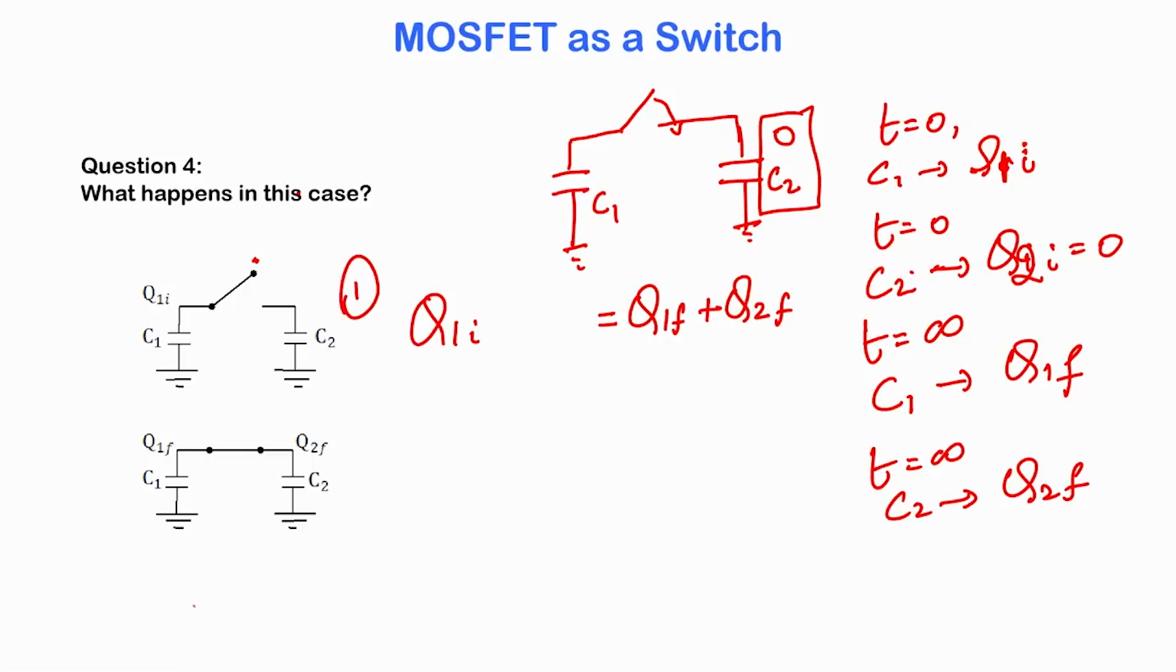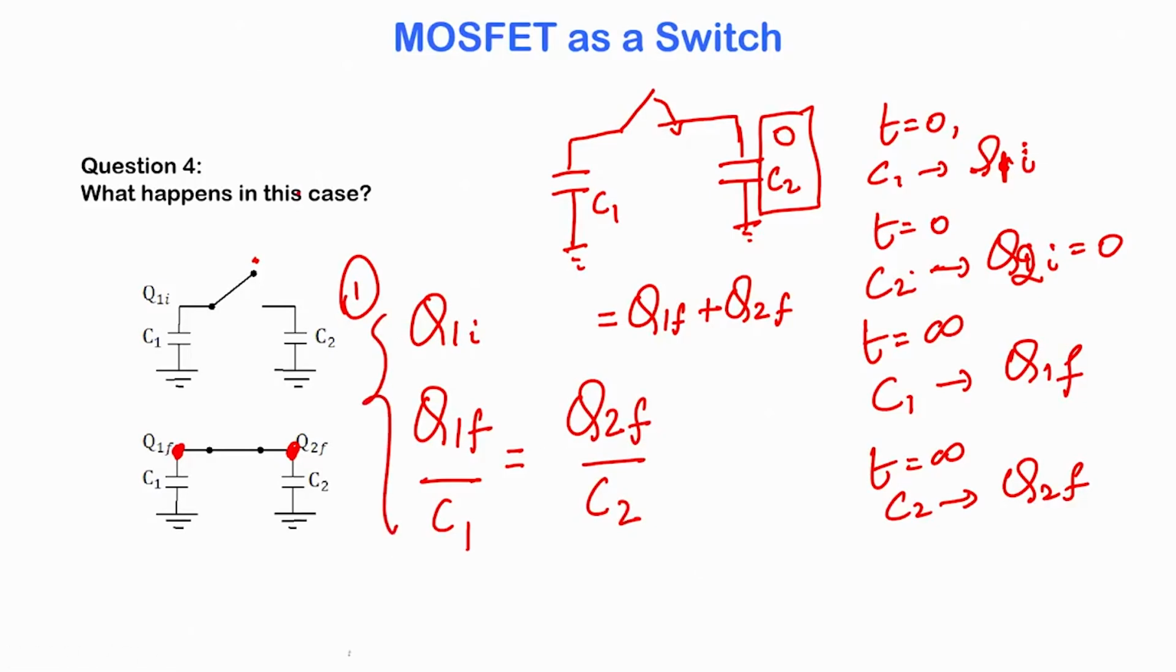After you have short circuited this at t equal to infinite, these 2 points must have the same voltage. They cannot have different voltages, they are short circuited. Therefore, the voltage on C1 at t equal to infinite, Q1 final by C1, must equal the voltage on C2 at t equal to infinite, which is Q2 final by C2. Using these two relations, we can identify what Q1 final and Q2 final are. We will leave that to you as an exercise.